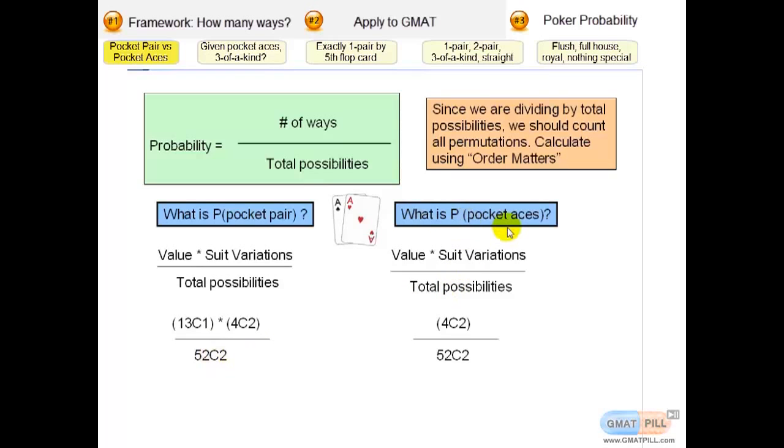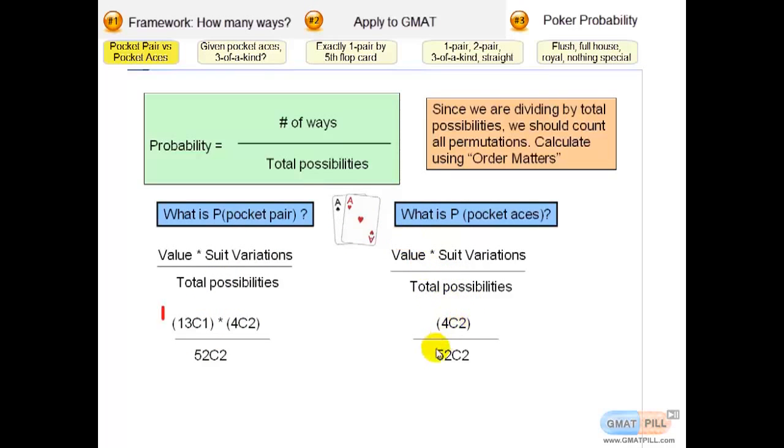Now, with pocket aces, there's only one value that satisfies this requirement, and that is that you get the ace, right? You can't have 2 all the way to king. It has to be ace. So there's only one way to do that. That's why here the value would just simply be 1 choose 1, and we don't write it here. But then the suit variation is the same as it is over here. So as you can see, this right side is 13 times less than this side. This side is 13 times more than the right side, right?